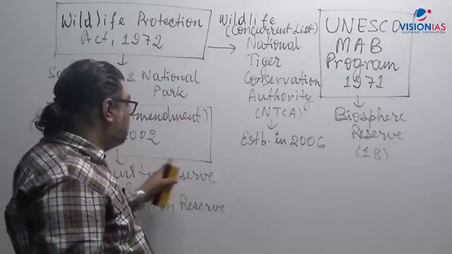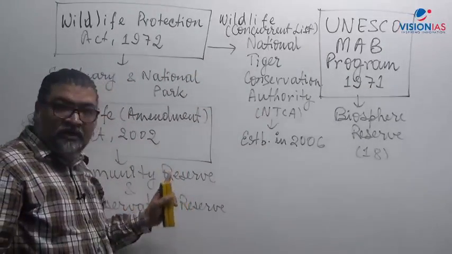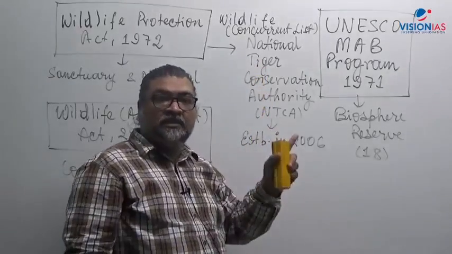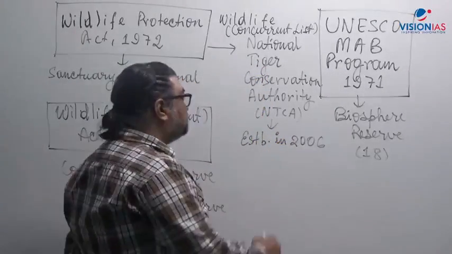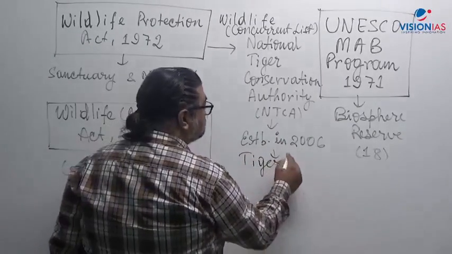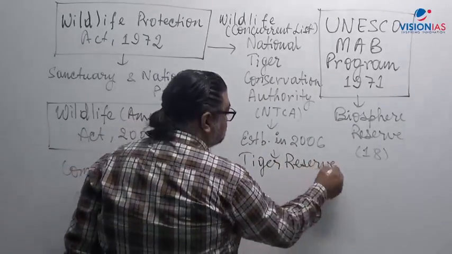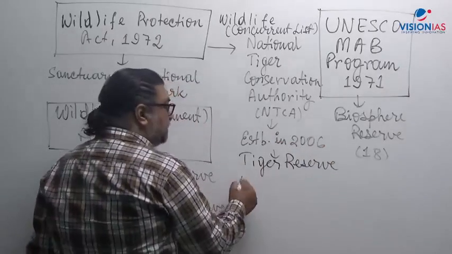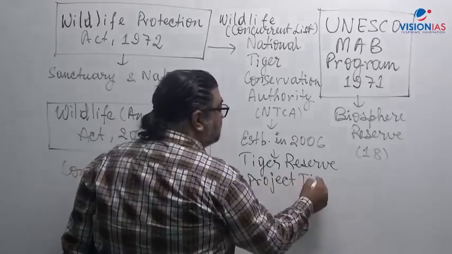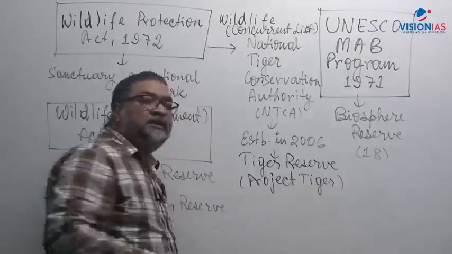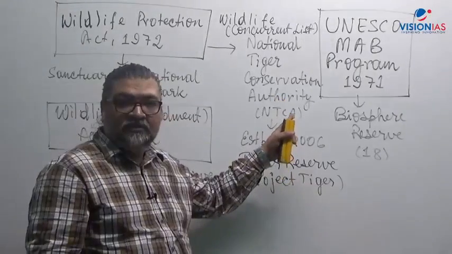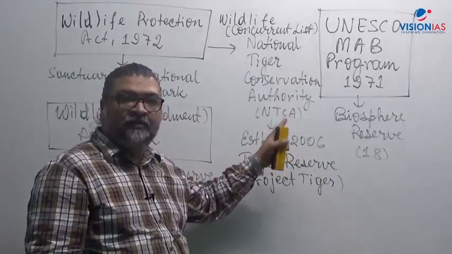Later on, in 2002, we amended it to bring about Conservation Reserve, Community Reserve, plus the NTCA for Project Tiger, conservation of tiger and tiger reserves. Right here the concept of tiger reserve comes in. For conservation, that comes from a project called Project Tiger. In 1973 the Government of India started Project Tiger and the Tiger Reserve. That's where the NTCA comes in. Many times in current affairs you will read about NTCA.